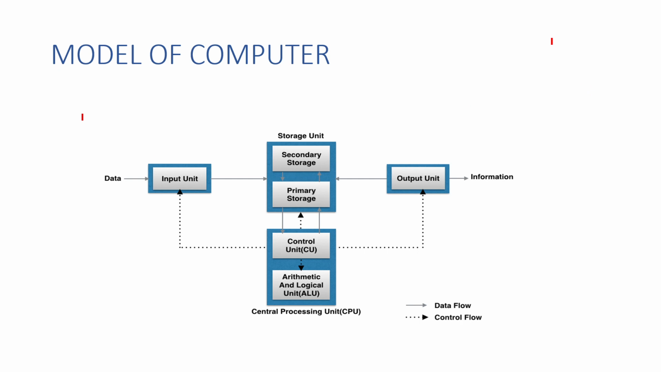Here is the model of computer. So we all know that computer needs some input and it will give us output, but whatever happens in between is known as processing. So the whole model of computer is based on input, processing and output.